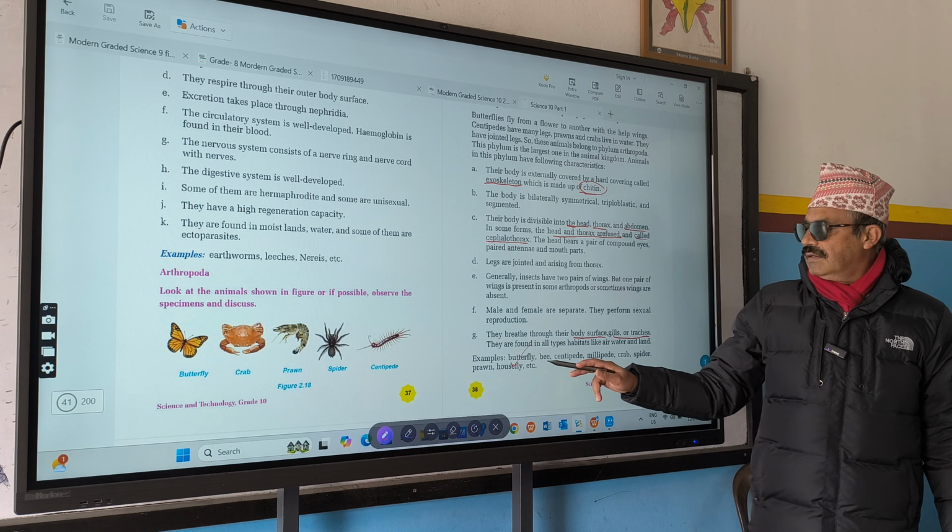What are the examples? Snake, lizard, crocodile, tortoise, Komodo dragon, very dangerous, very big in size, right? So what are the major characteristics? The body is covered with dry and horny scales. This is important. From the skin of these animals, people make belts, jackets, something like that. There are four parts in their body. What are they? Head, neck, trunk, and tail.